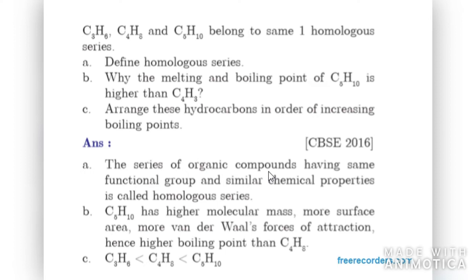Now it says why the melting point and boiling point of C5H10 is higher than C4H8. Why? Because C5H10 has higher molecular mass. If it has higher molecular mass, then it has more surface area and more van der Waals forces of attraction between them. Therefore C5H10 has a higher boiling point than C4H8. In the C part, we need to arrange these hydrocarbons in order of increasing boiling points. The highest is C5H10, then C4H8, and the least is C3H6.